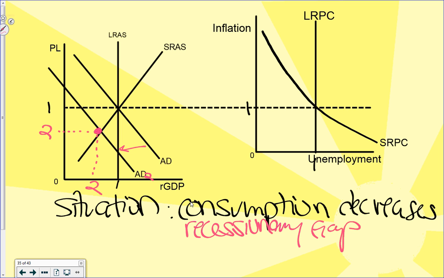Can anyone tell me what happened to the price level here? The price level went down. When consumption decreases and aggregate demand shifts to the left, prices fall. And what happened to GDP, Travis? It went down. It's getting closer to 0, so it went down. All right, so let's take our graph, and you're going to see right now if your graphs were staggered correctly or not.